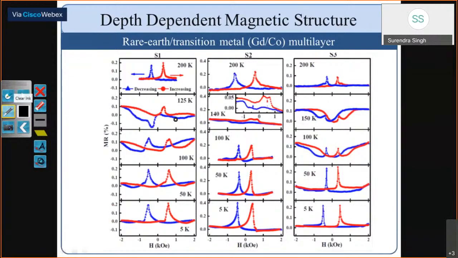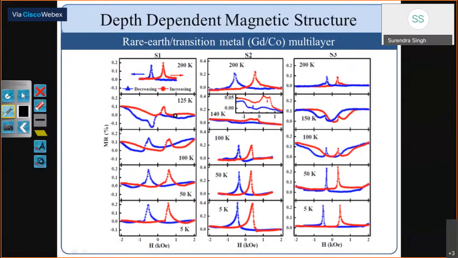And for S1, you can see we are getting asymmetry. This red one is while going from negative field to high positive field, and blue is when we reverse the magnetic field direction. So this is MR versus H, and we are getting asymmetry.